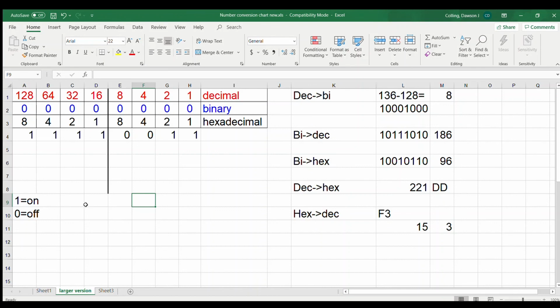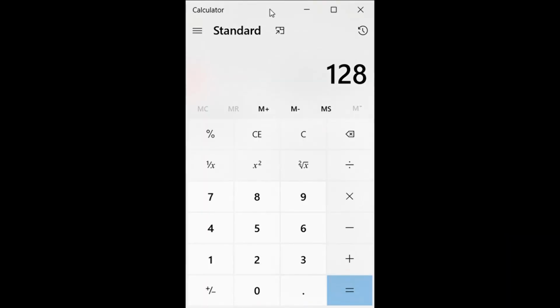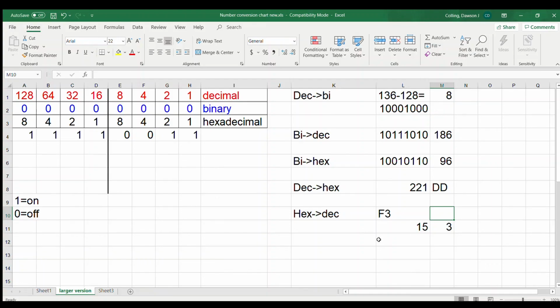So every single one is a bit turned on, so we would add 128, 64, 32, 16, 2, and 1. So 128 plus 64 plus 32 plus 16 plus 2 plus 1 comes out to 243. So for our final answer, F3 converted into decimal is 243. And there you have it.